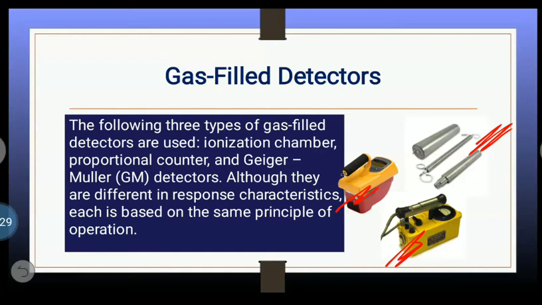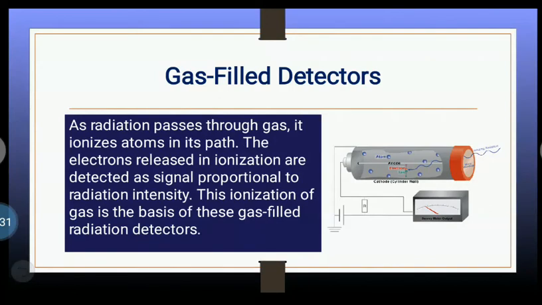So, what is the principle of operation? As radiation passes through the instrument, or through gas, since it is gas field, we assume that the instrument is filled with gas. So it ionizes atoms in its path. For example, in our illustration, there is the photon or the radiation, and there is an interaction with the instrument. It ionizes the gas which is inside the device. The electrons released in ionization are detected as a signal proportional to radiation intensity.